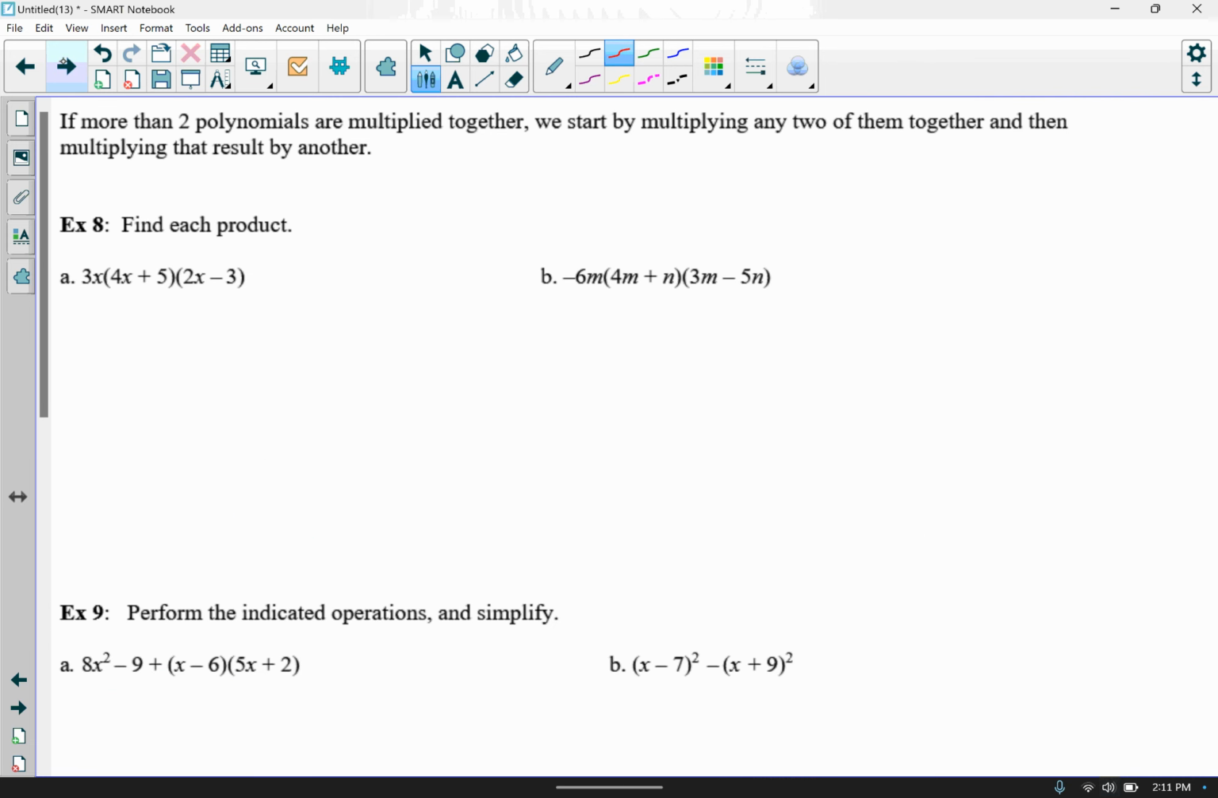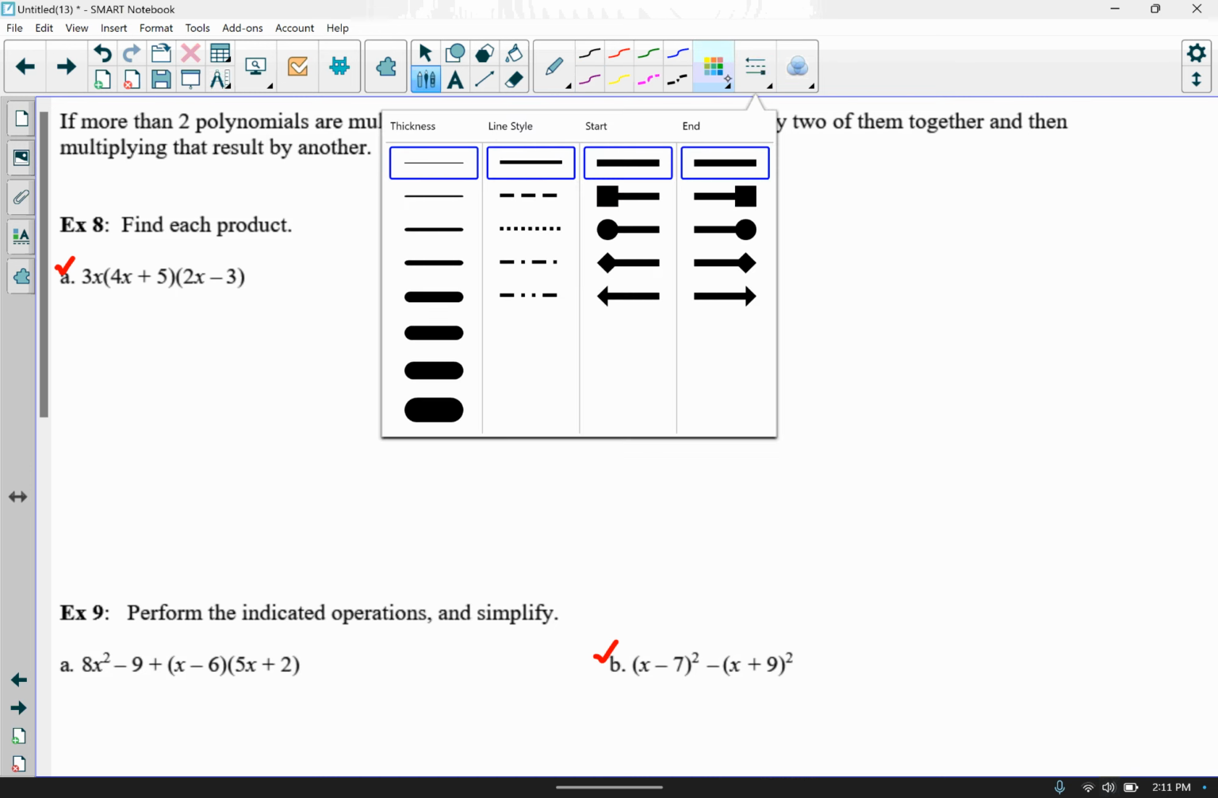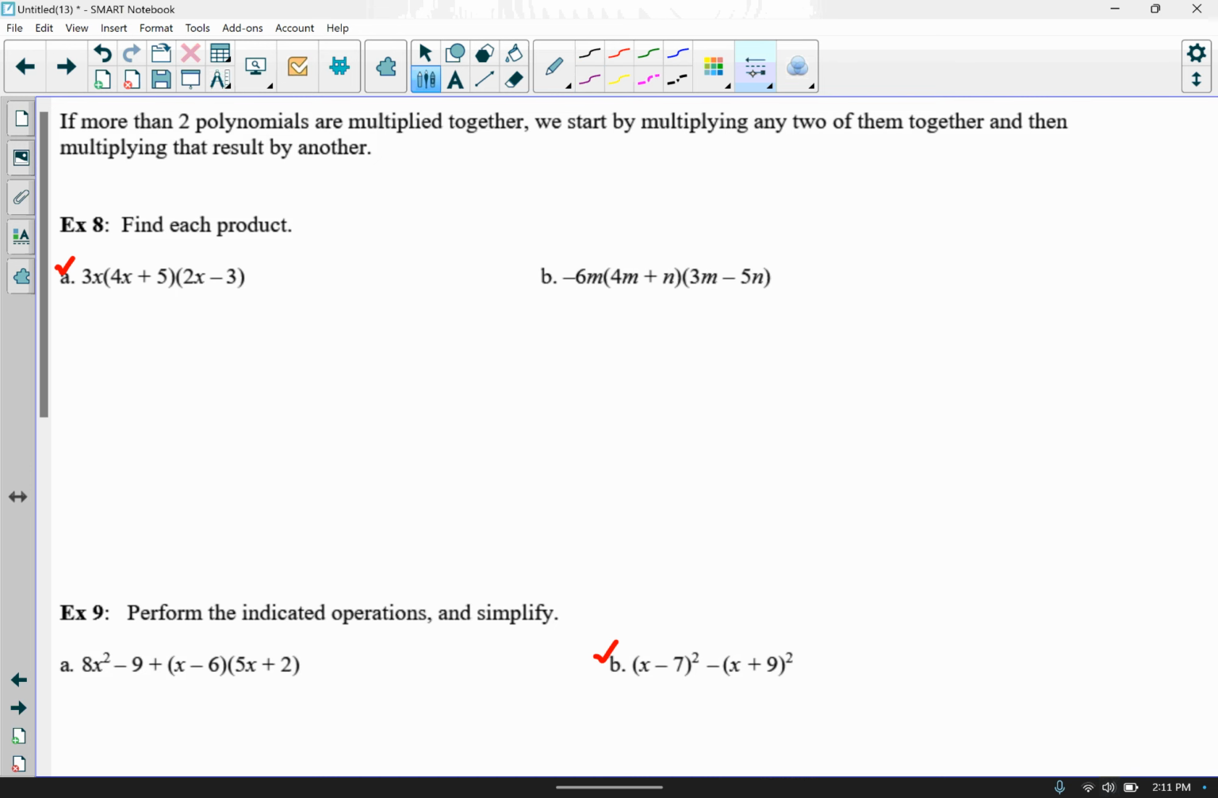And on this page, you're just looking at an extension of everything that we've talked about here in multiplying polynomials. In example 8, I'm going to do letter A with you, and in example 9, I'm going to do letter B with you, and let you try the other two on your own. In example 8, you'll see that you've got a monomial times 2 binomials back here. So what I would recommend is let's FOIL first, and then we'll multiply that 3x through, okay? Got a couple of options, but that would be what I would recommend.